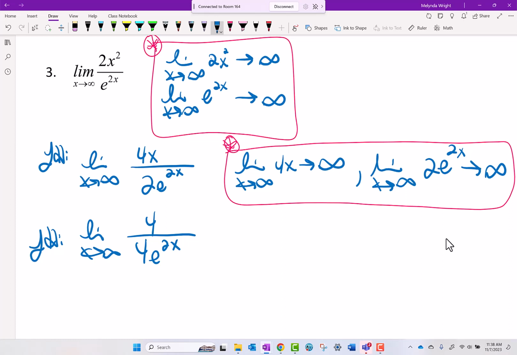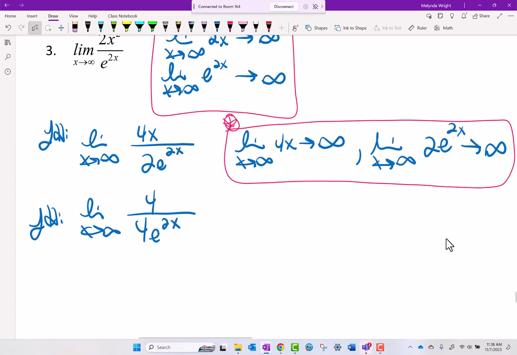The bottom grows without bound, right? Do we remember that special limit? I'm just going to remind you. The limit as x goes to infinity of 1 over x. What does that special limit go to? It goes to 0, right? Because the bottom grows without bound, so the whole fraction gets smaller and smaller and smaller.